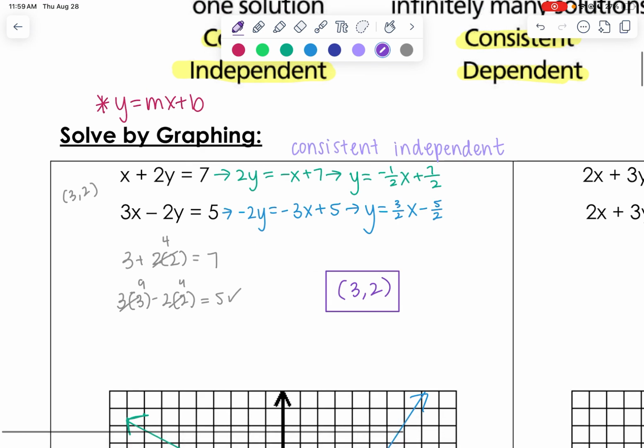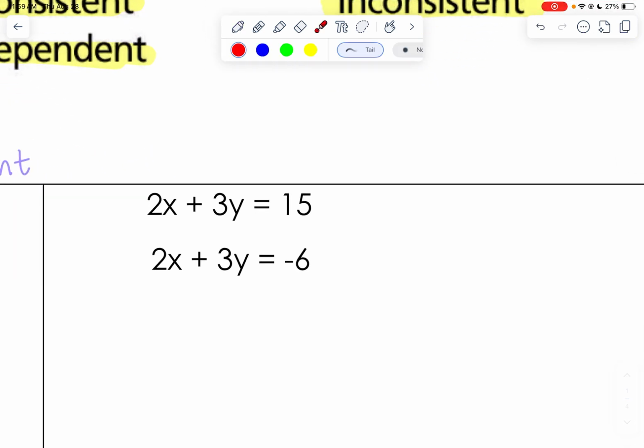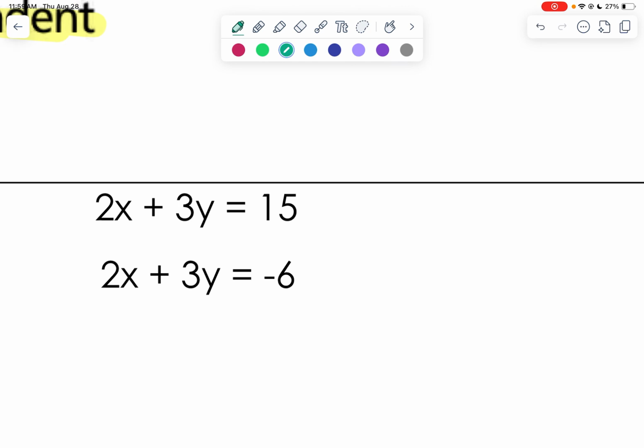Now let's take a look at another one. You should see and notice that this is exactly the same and this is different. So that should be a clue as to what our solution is going to be and how the system is going to play out. But let's just say that you don't catch it. Let's just say you're on a roll.